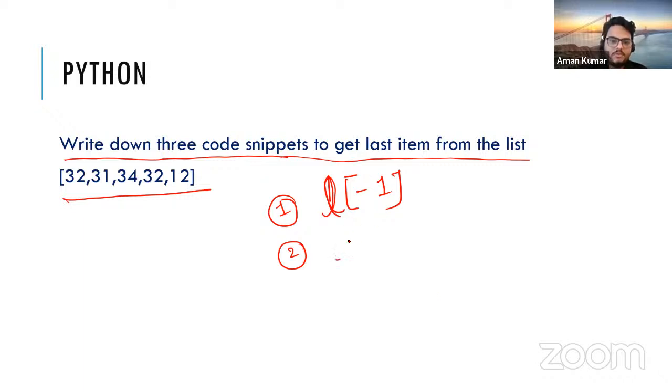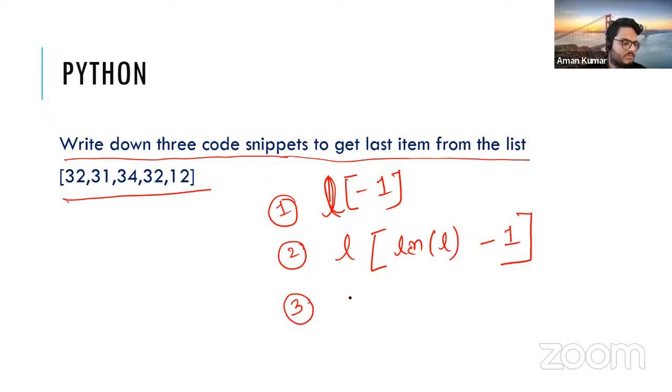Okay, I think if I use len of L minus 1, will this work? For example, here len of L will be 1 2 3 4 5, 5 minus 1 is 4. This will also work, I think. Second one. What is the third one? L dot pop. Will this work? I think this will also work.